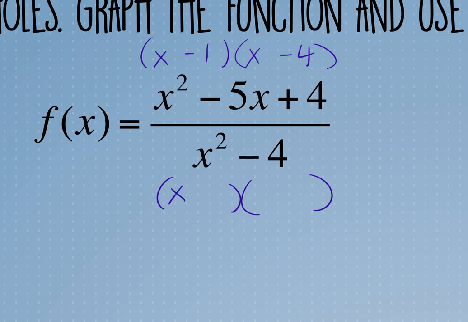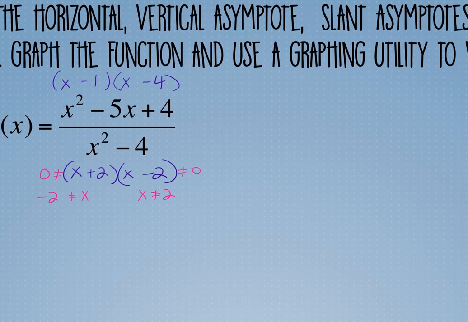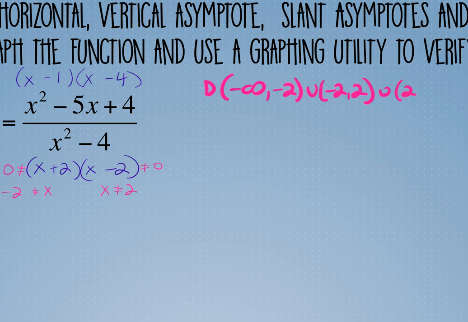Factor the bottom. This is the difference of two squares. So x plus 2, x minus 2. Is there going to be a hole? No, okay? So my domain would come first. I would still say that neither of these can equal 0, so x cannot equal negative 2, and x cannot equal positive 2. And that leads you to your domain. So domain, negative infinity to negative 2, negative 2 to positive 2, and 2 to positive infinity.